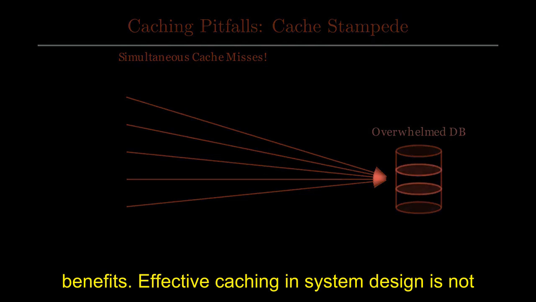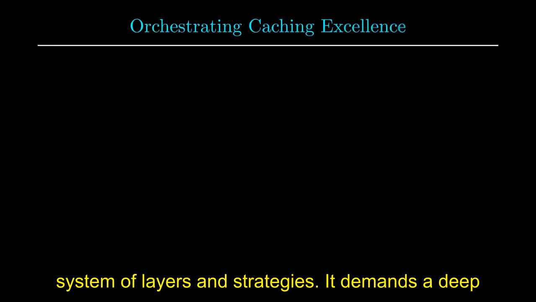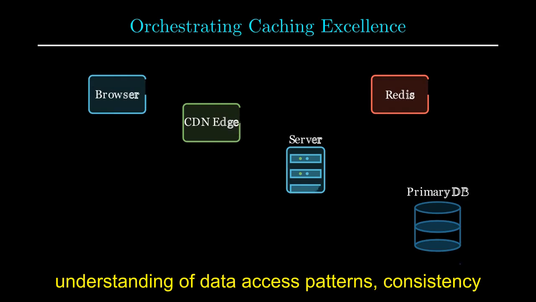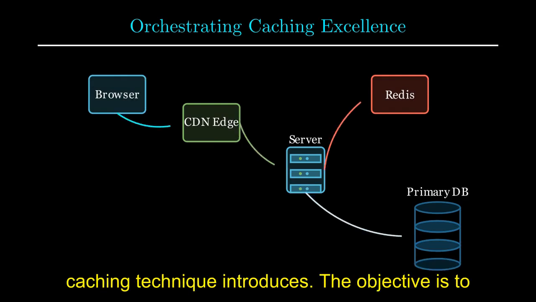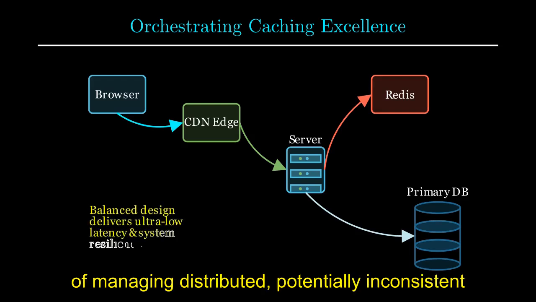Effective caching and system design is not a single solution but a carefully orchestrated system of layers and strategies. It demands a deep understanding of data access patterns, consistency requirements, and the specific trade-offs each caching technique introduces. The objective is to balance performance gains against the complexities of managing distributed, potentially inconsistent data.